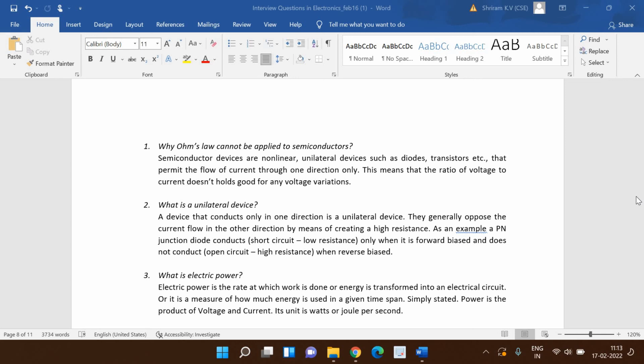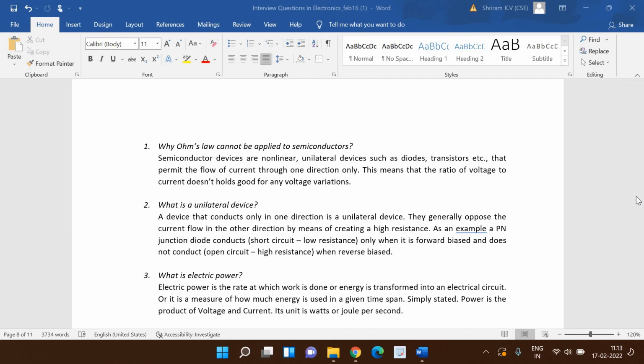Why Ohm's law cannot be applied to semiconductors? Is it so? Yes, Ohm's law cannot be applied to semiconductors. Semiconductor devices are non-linear, unilateral devices. Examples could be diodes, transistors, etc. They permit the flow of current only in one direction, which means the ratio of the voltage to the current does not hold good for any voltage variations. So, obviously, Ohm's law cannot be applied. Semiconductor devices, as the diodes, transistors, they permit the flow of current in one direction. That's the main reason. Right.